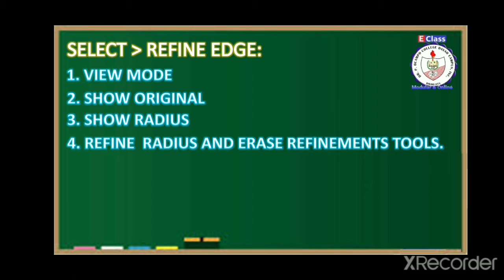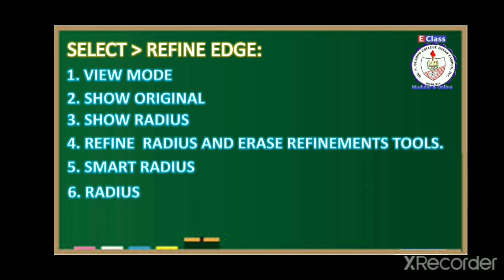Fourth, Refine Radius and Erase Refinements tools. These tools allow you to adjust the border area in which edge refinement occurs. Fifth, Smart Radius automatically adjusts the radius for hard and soft edges found in the border region. Deselect this option if the border is uniformly hard or soft edge, or if you want to control the radius setting and refinement brushes more precisely.